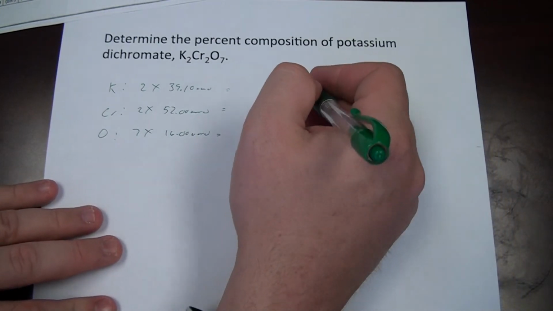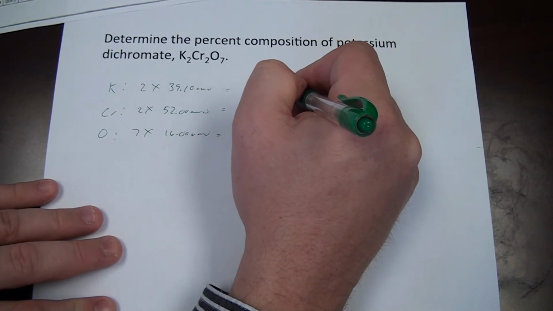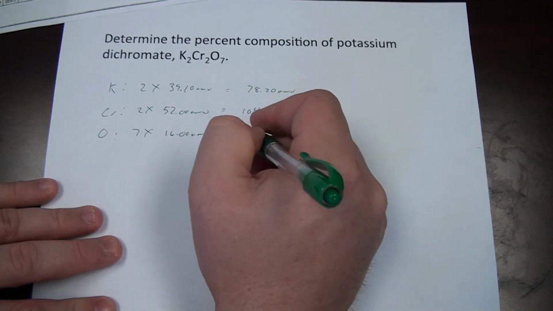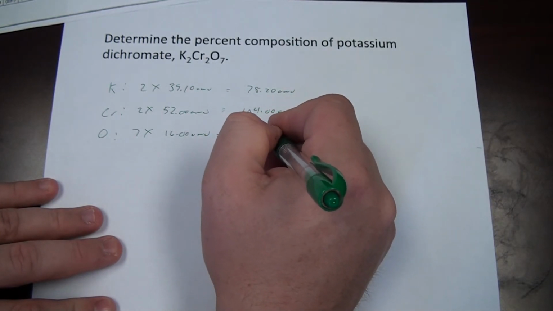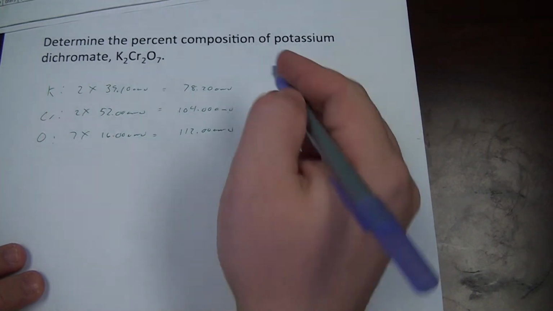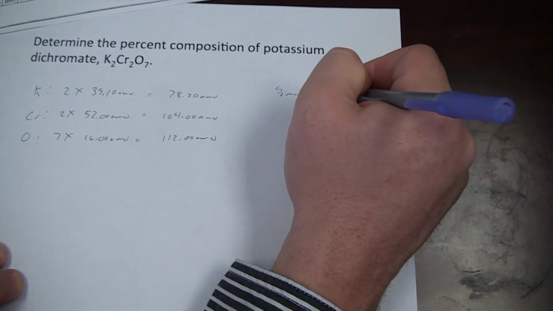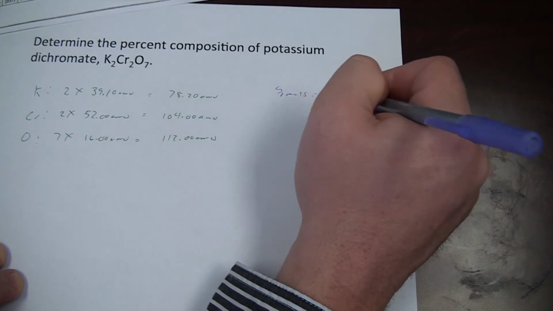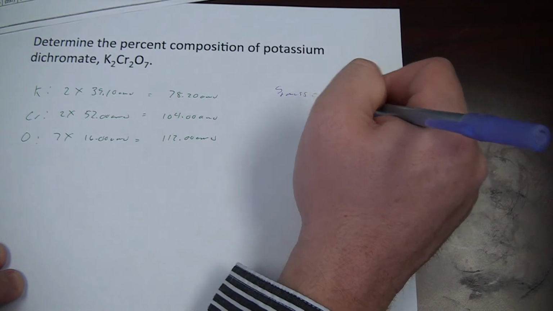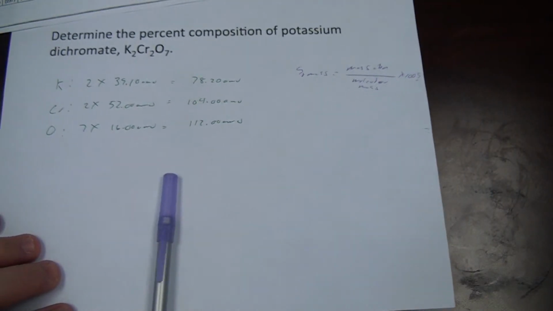So then the mass of potassium is 78.20 AMUs. Chromium is 104 AMUs. Oxygen is 112 AMUs. Since percent composition, or percent by mass, is equal to the mass of the atom divided by the molecular mass times 100, we're going to do that for each one of these.